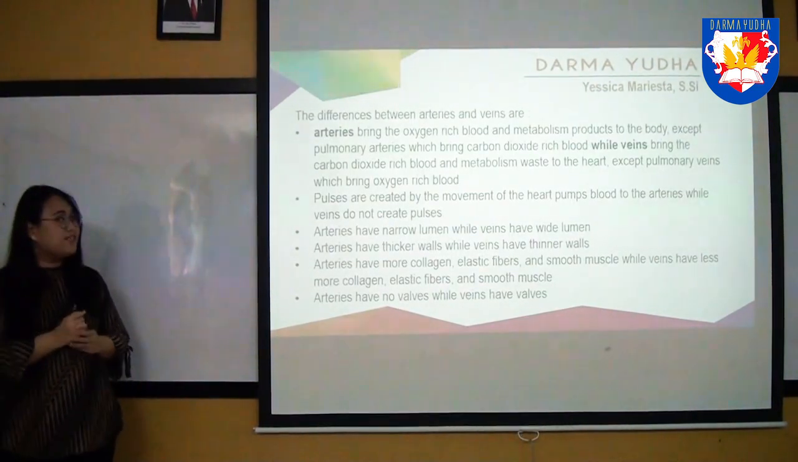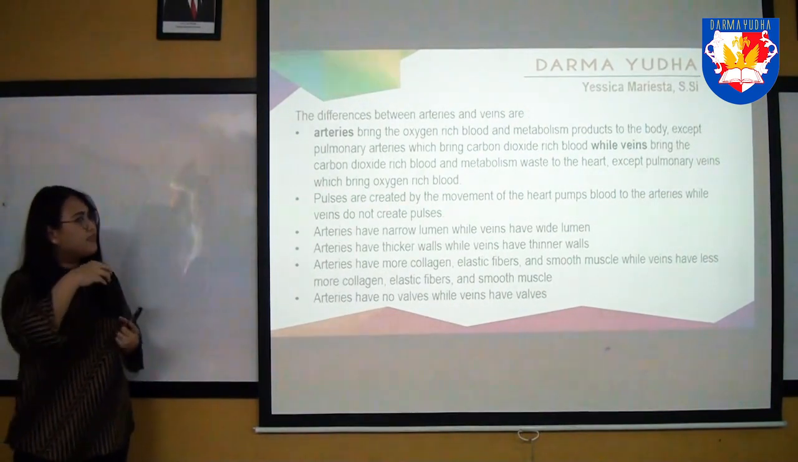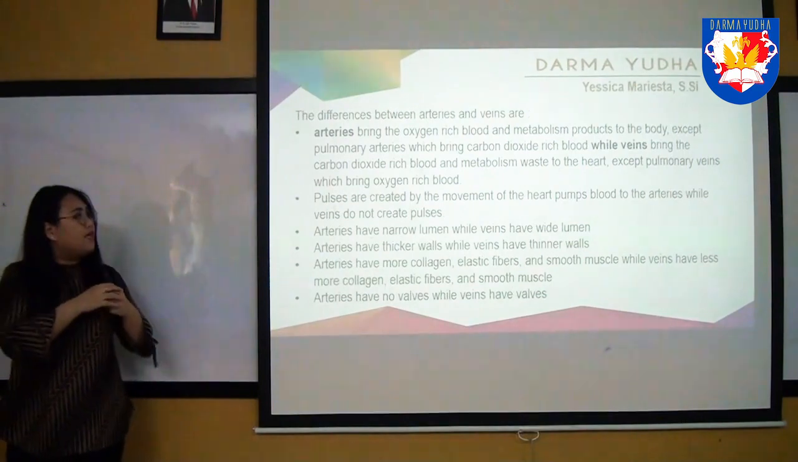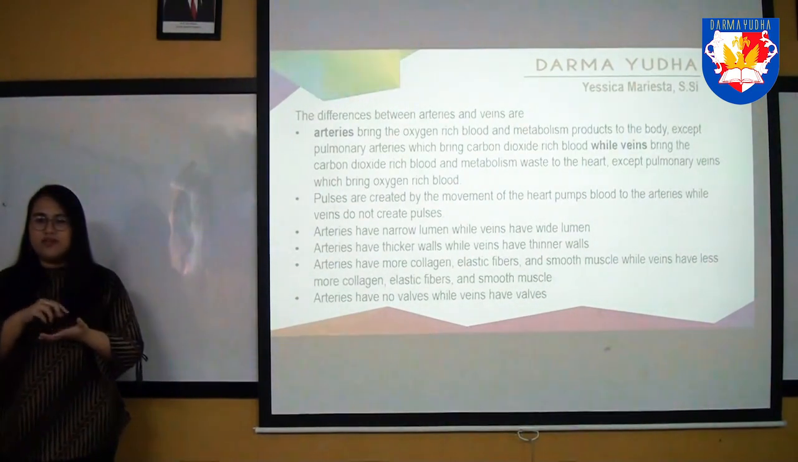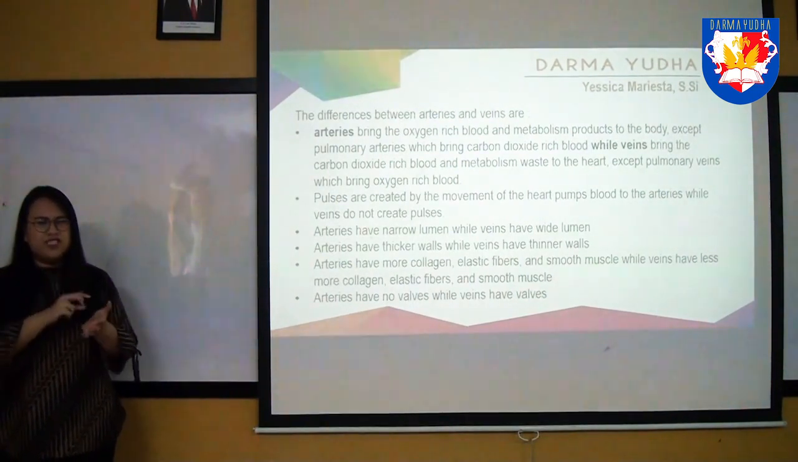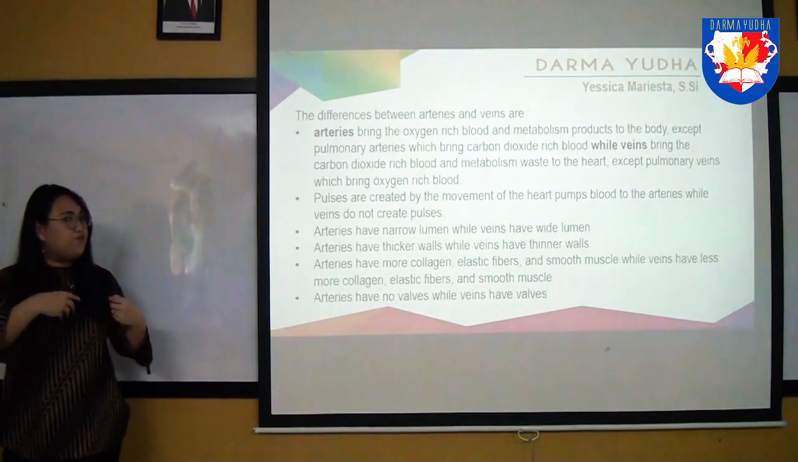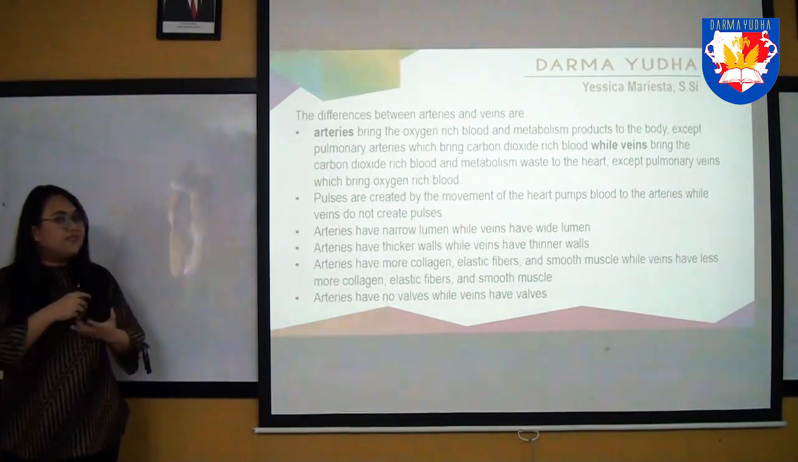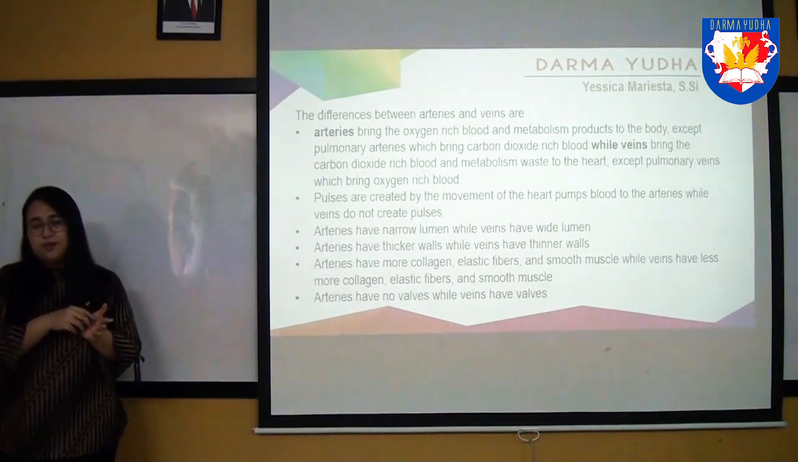So arteries bring the oxygen-rich blood and also bring the metabolism products to the body, except for the pulmonary arteries, which bring the carbon dioxide-rich blood. And then the veins bring the carbon dioxide-rich blood and metabolism waste to the heart, except for the pulmonary veins, which bring the oxygen-rich blood.